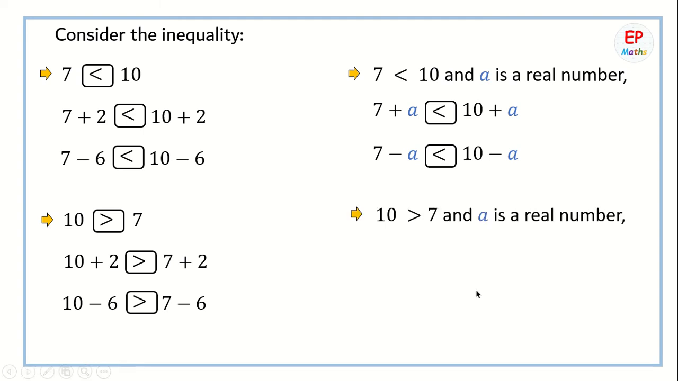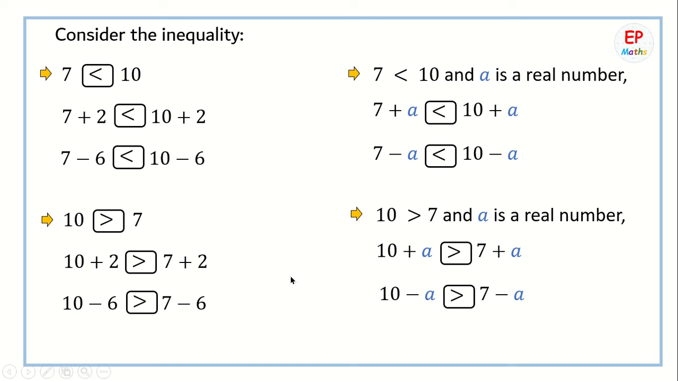Okay? Now, 10 is more than 7 and a is a real number. What do you think will happen if we add a on both sides of the inequality? Will the sign reverse or not reverse? You see that the sign will not reverse. And what happens if we subtract a from both sides of the inequality? From what we have seen here, it implies that still the sign will not reverse.